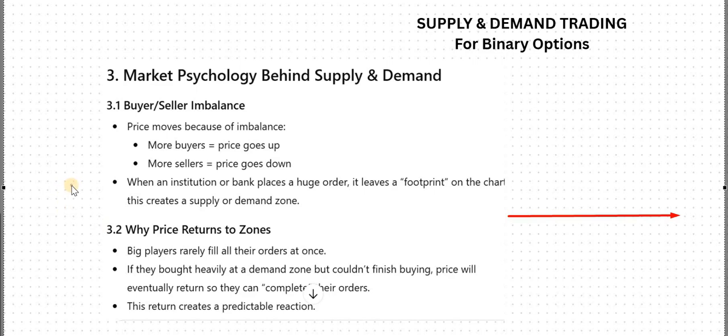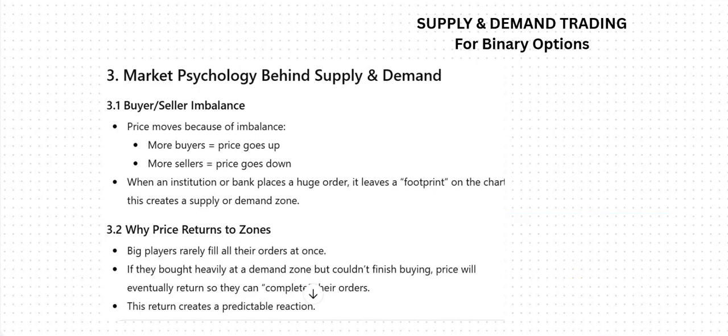And this is why price comes back to this zone: they cannot fill their order at once. They have to do it little by little. So if they bought heavily at a demand zone but couldn't finish buying, the price will eventually return to complete their order. And these returns create what? Predictable reactions. This is how you get your ranging market, whereby you always buy at the support, and after buying at the support, you sell at the resistance. This is how it works.